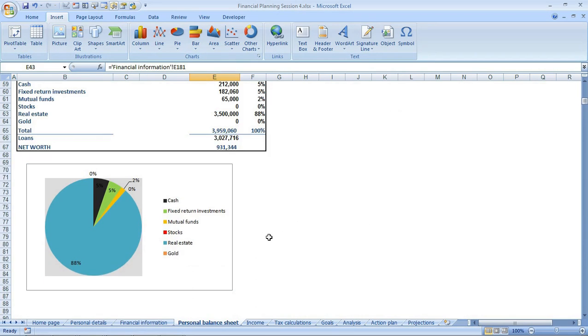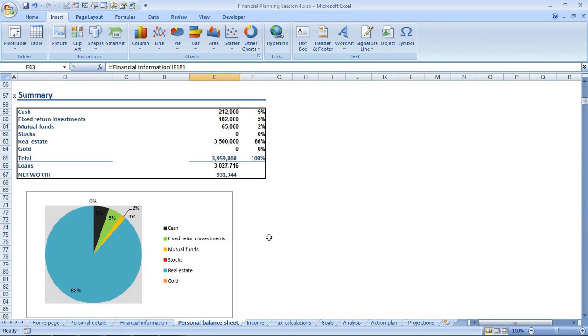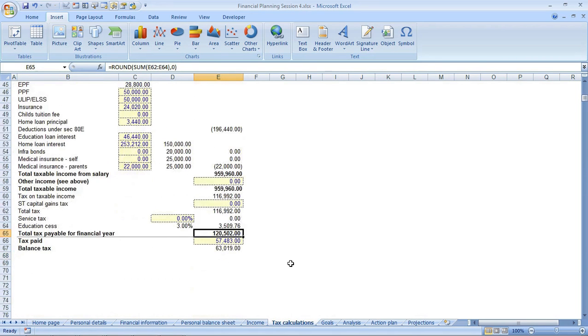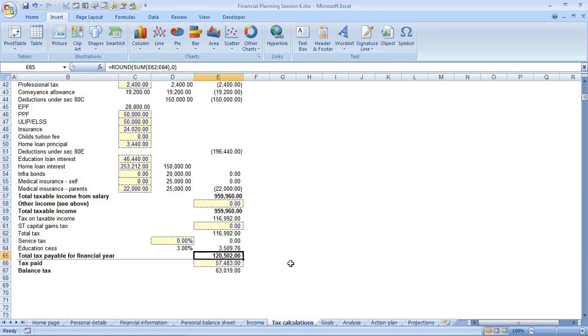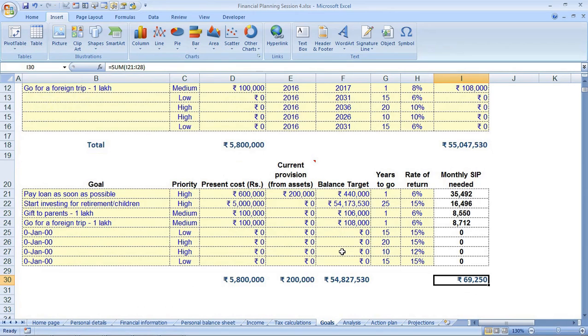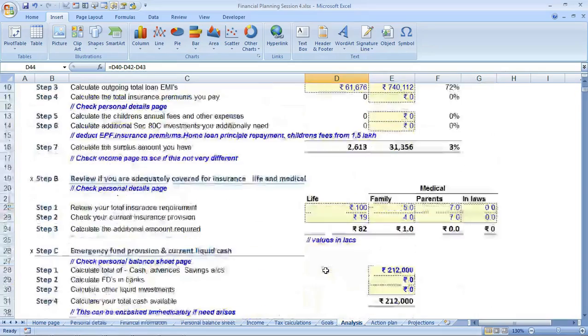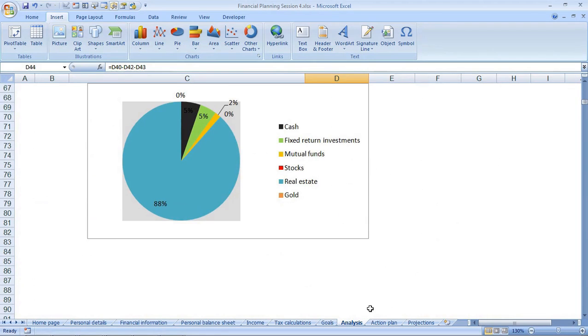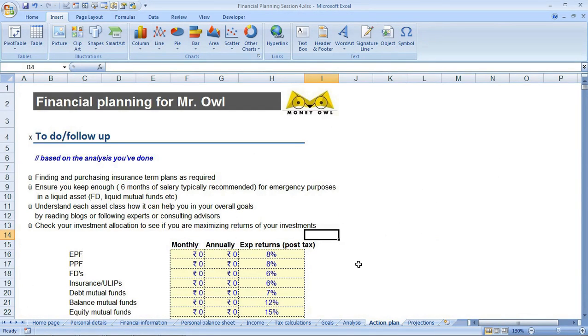From the earlier sessions, we have the personal balance sheet, then the income inflow and outflow analysis, and tax calculations which we did to find out if there are ways to reduce tax. We have identified the goals and also found out the investment requirement. And we have done the analysis in 5 steps.